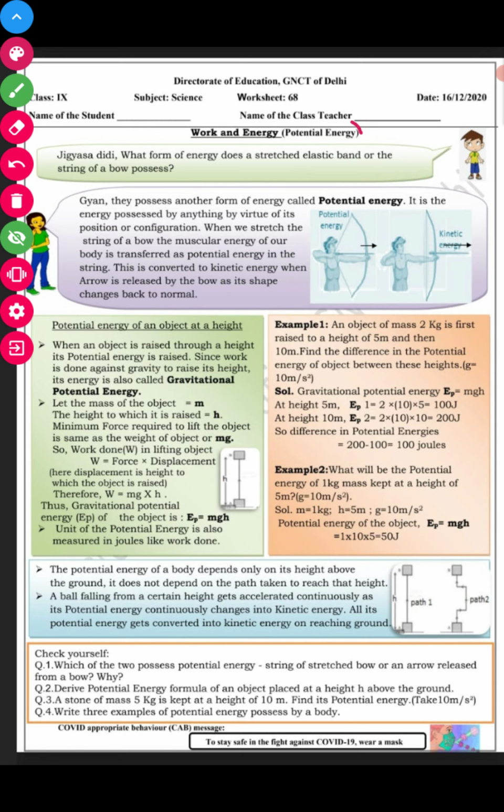Today we'll be going to discuss potential energy. Energy possessed by an object due to its position is called potential energy. Let's study more about this.